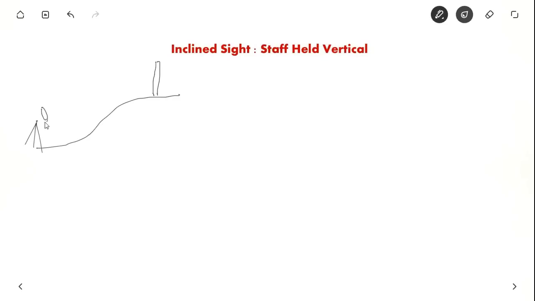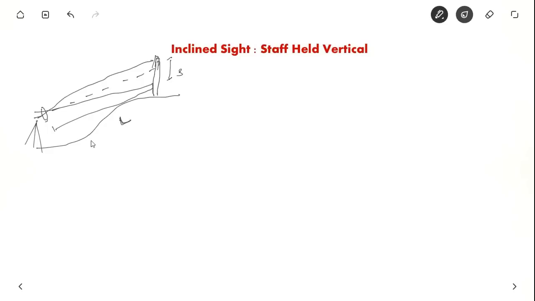So you tilt your telescope, so your line of sight will become inclined. And from here you have these usual lines. In this case, the staff is held vertical, meaning perpendicular to the ground. As usual, we have this as S, and this I am denoting as L.